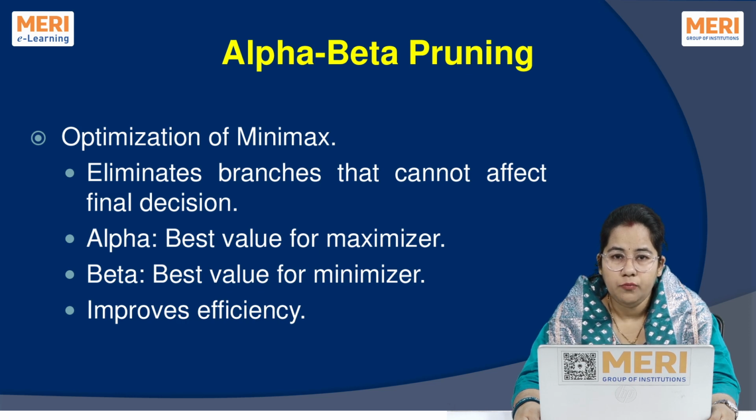If at any point beta becomes less than or equal to alpha, the algorithm stops exploring that branch because it cannot influence the final decision. This significantly reduces computation time and allows the algorithm to search deeper levels in the same amount of time.